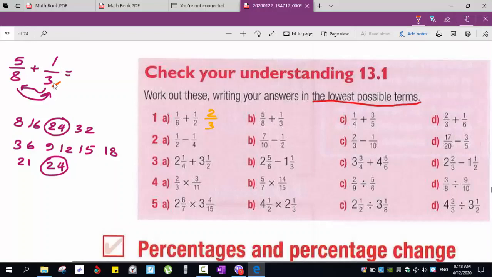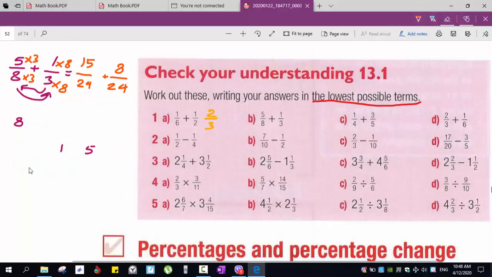So this fraction here will be multiplied by 8, and this one will be multiplied by 3, just because of the denominators. Now we got 24 as the common denominator. Okay, 1 times 8 is 8, 5 times 3 is 15. Now all we have to do is add them and then simplify the results. 5 plus 8 is equal to 13, and 15 plus 8 is equal to 23. And the denominator is already 24.